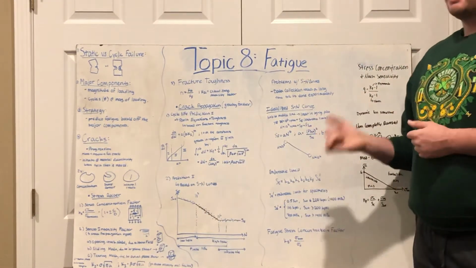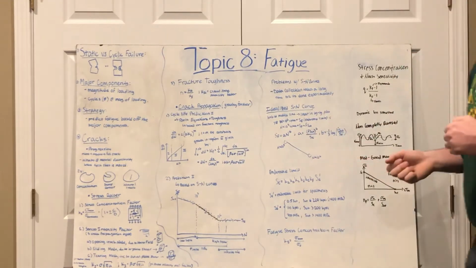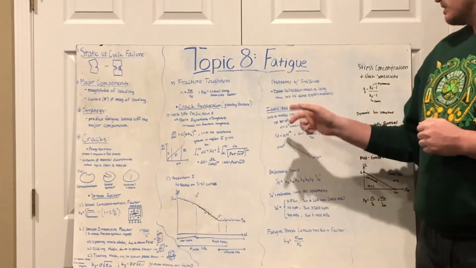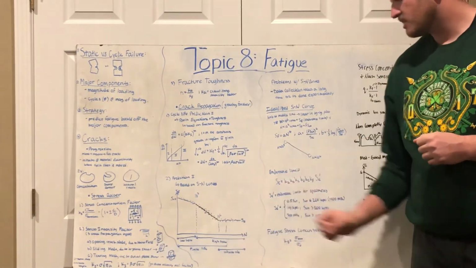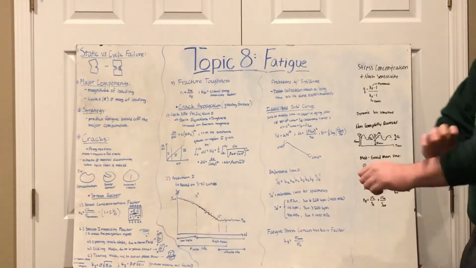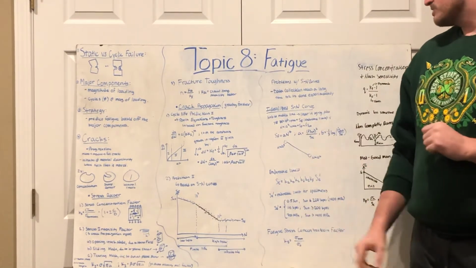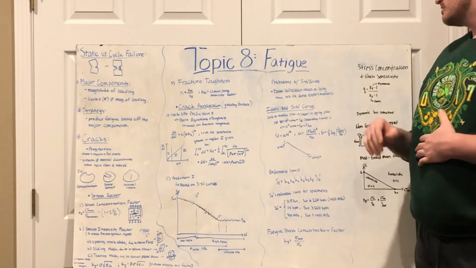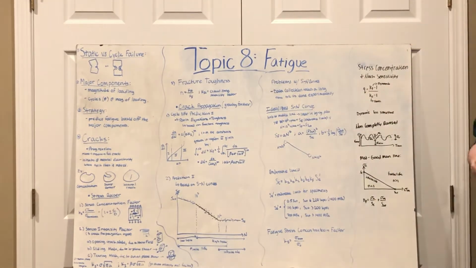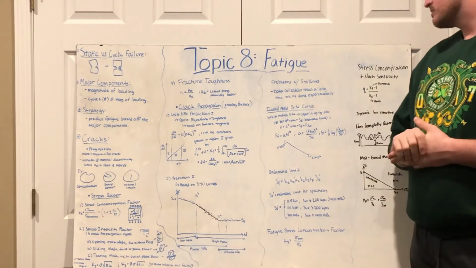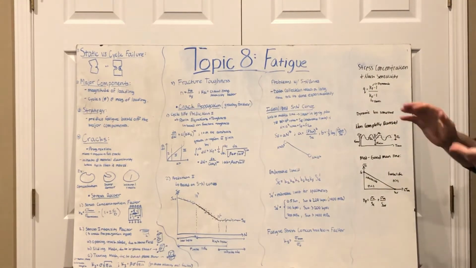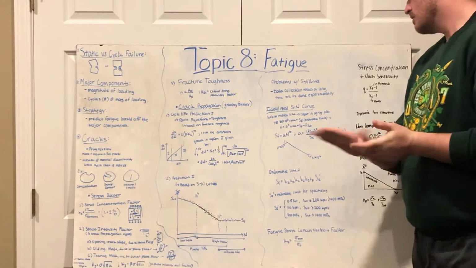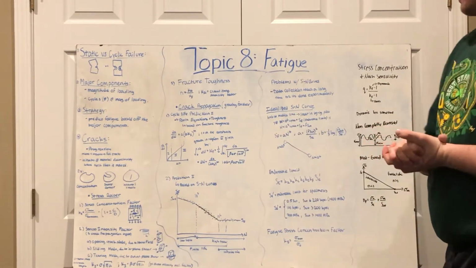And to define a line, you only need 2 points. Here we're going to look at 2 points: N equals 10 to the 6th cycles, or 1,000,000 cycles, and 10 to the 3rd cycles. We're going to set the 10 to the 6th point equal to our endurance limit, and the 10 to the 3rd point equal to a function of our ultimate strength. And here we're going to use this equation to model our line.